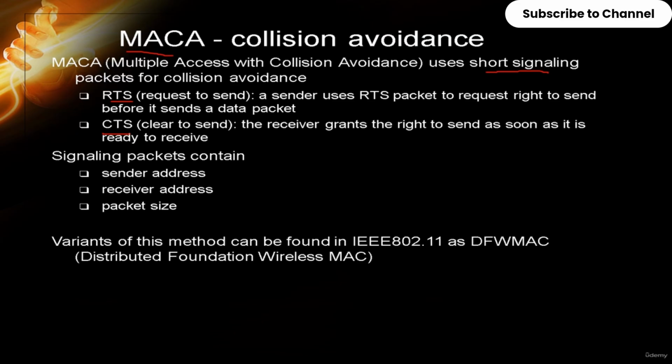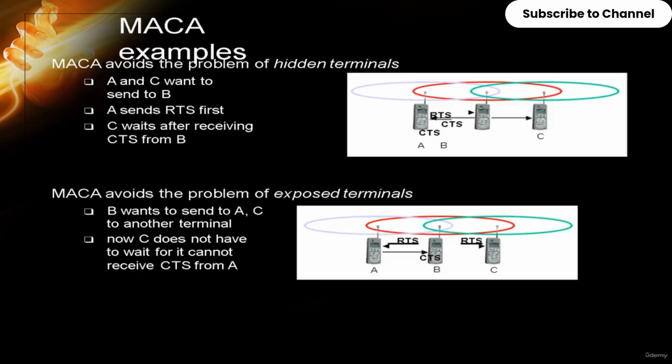RTS stands for request to send, and CTS stands for clear to send. In RTS, a sender uses an RTS packet to request the right to send before it sends a data packet, to check whether it can be sent or not. Then in CTS, clear to send, the receiver grants the right to send as soon as it is ready to receive. These are signaling packets which contain the sender address, receiver address, and the packet size. With the help of these packets, the problem of hidden terminal and exposed terminals can be avoided.